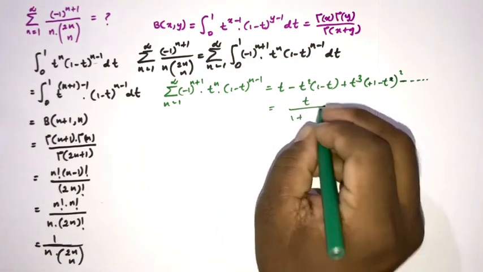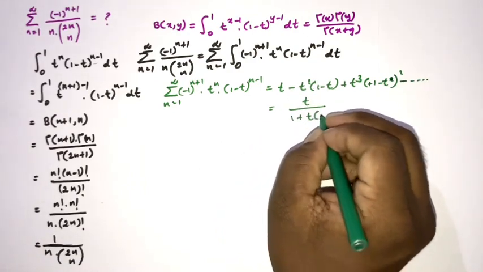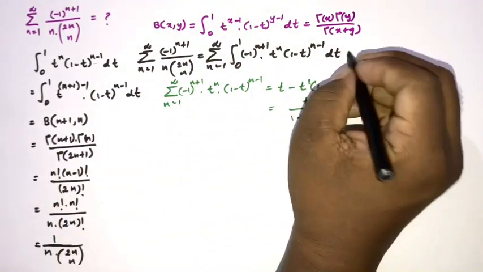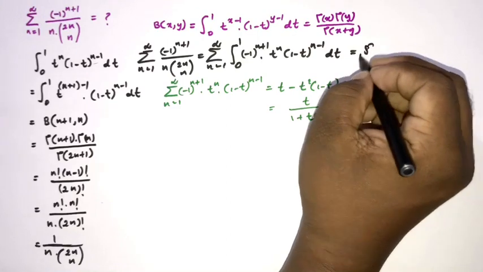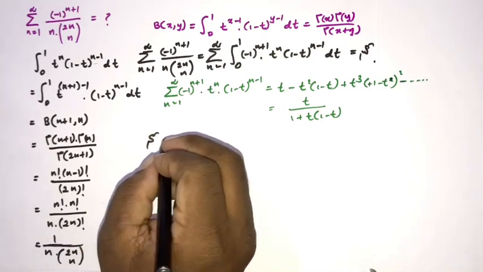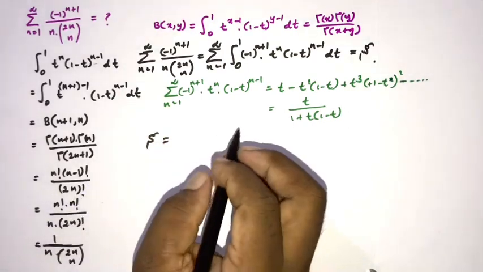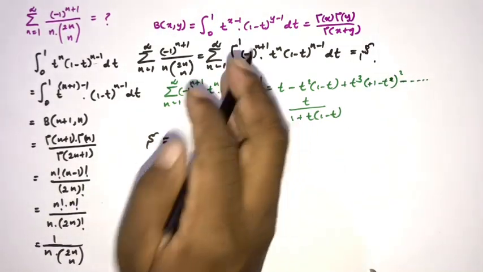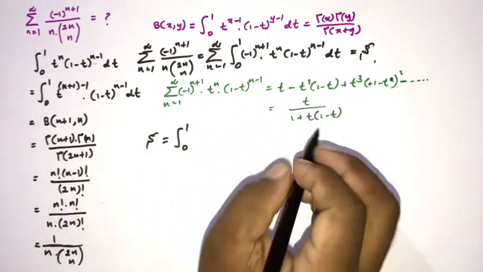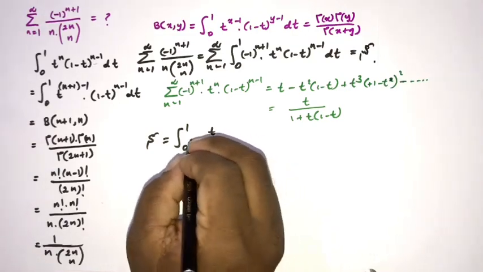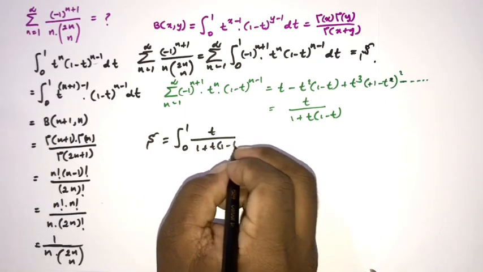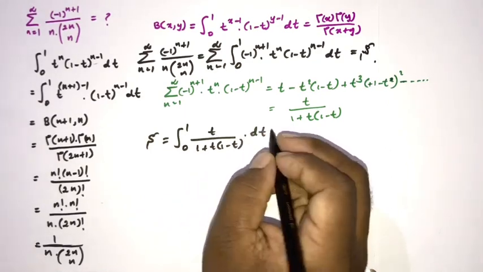Now we know this is a geometric series, so we can write this is also equal to t over 1 plus t times (1 minus t). So now we can take our sum equal to S. We can write S is equal to the integral from 0 to 1, and this sum we know is equal to t over 1 plus t times (1 minus t) dt.